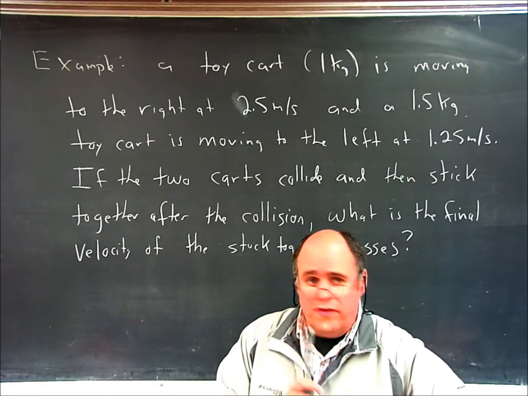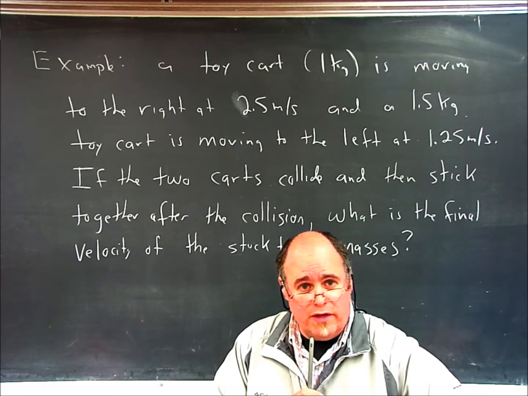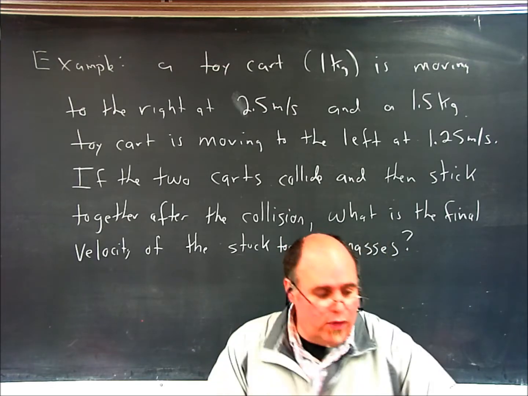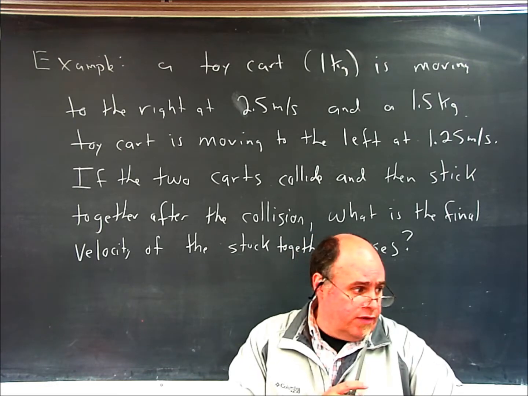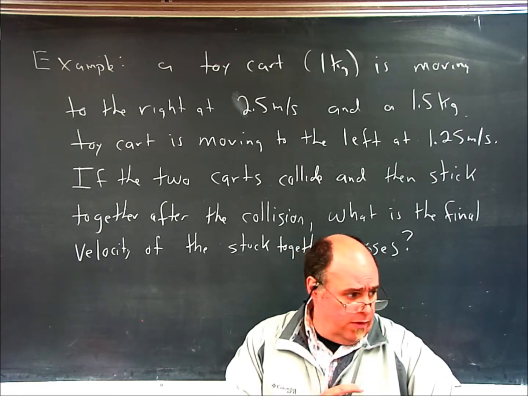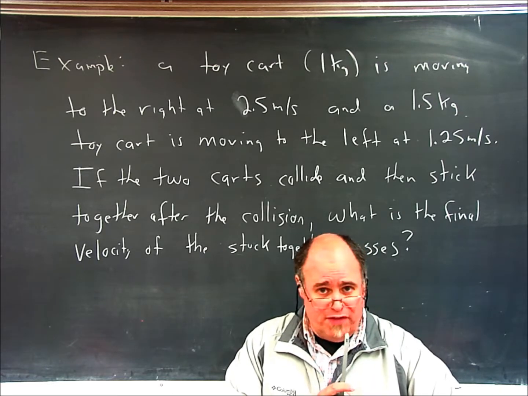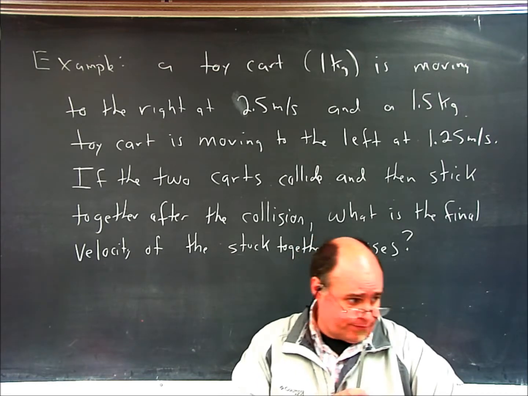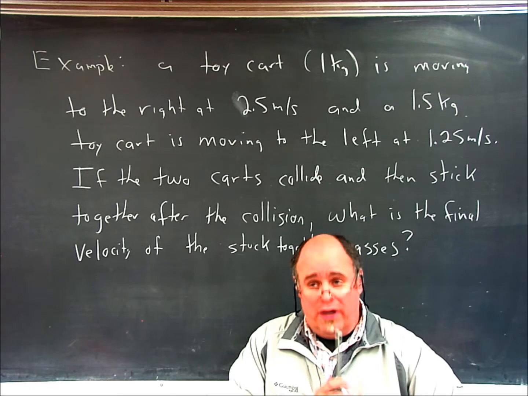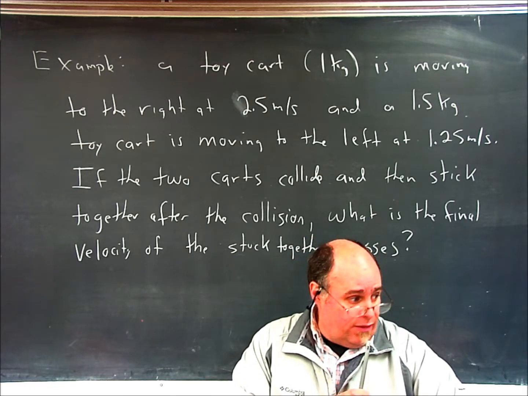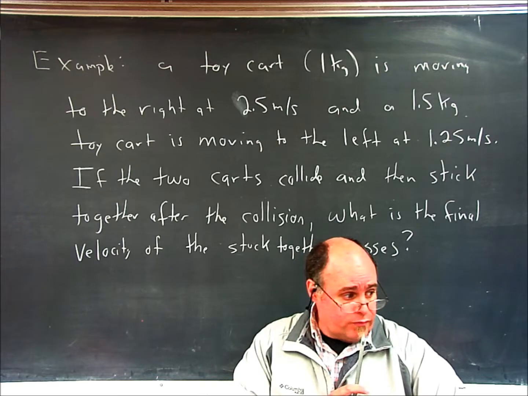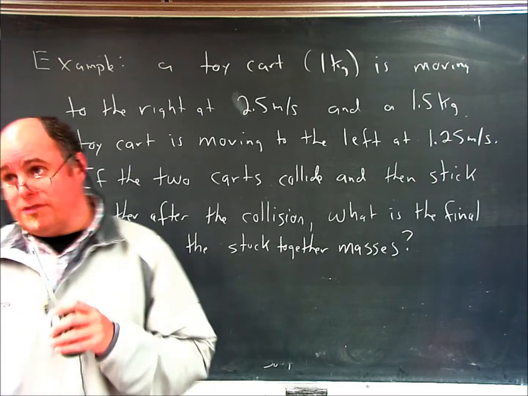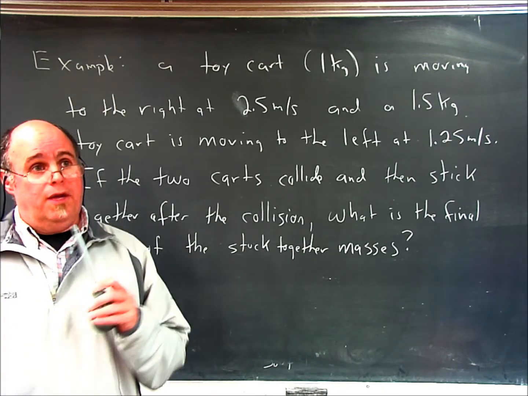Here is a word problem. It's very similar to one of the first examples I did when I started this talk on chapter 7. We have a toy cart of 1 kilogram moving to the right at a speed of 2.5 meters per second. And there's a second cart, a 1.5 kilogram cart, moving to the left at 1.25 meters per second. If the two carts collide and stick together after colliding, what is the final velocity of the stuck together masses? So they're just forming one thing.